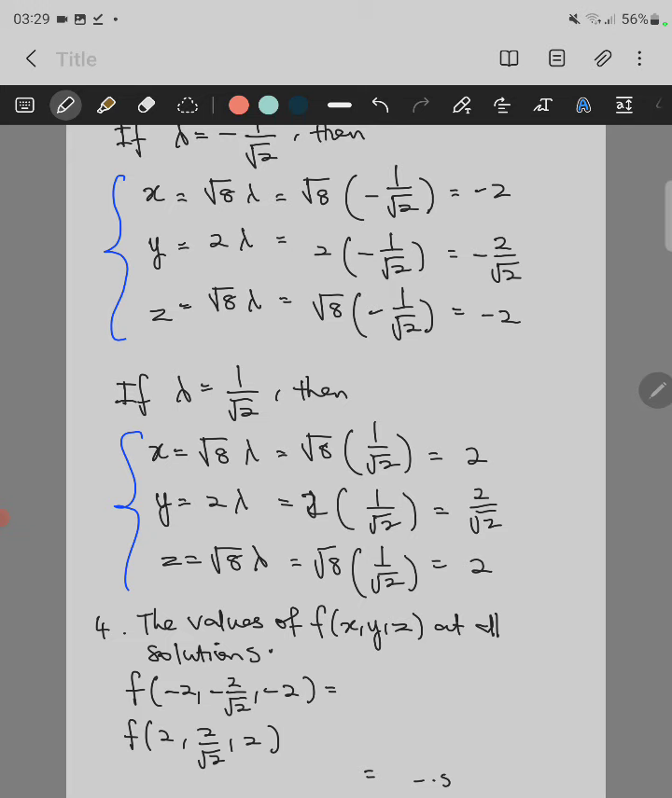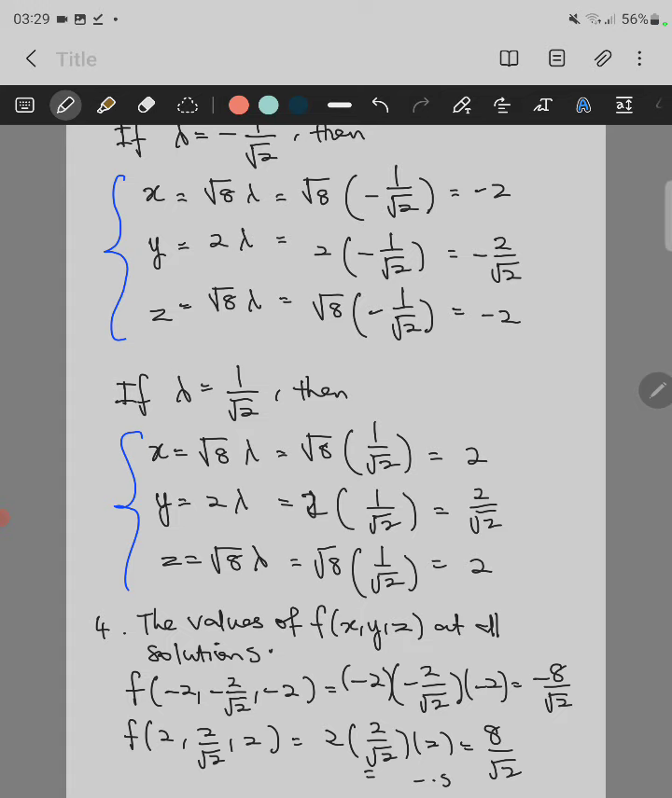Since we have x, y, z, the first one is minus 2 over square root of 2, and then we need 2 times minus 2, so this one will be 4. Then we have minus 8, so minus 8 over square root of 2. And for the second, this one will be 2 over square root of 2, and then 2, so this will be 8 over square root of 2.